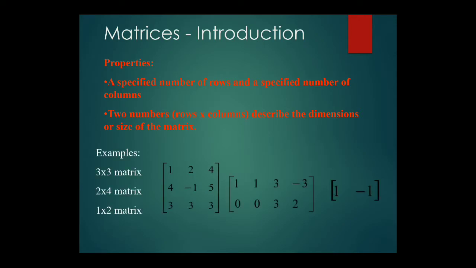You can see the first example, we have 3 cross 3, that is 3 rows, 1, 2, 4, and 3 columns, 1, 4, 3. Similarly, we have the next two examples. This will be a 2 cross 4 matrix, as we have 2 rows, 4 columns. And the last one is 1 cross 2, as we have only 1 row and 2 columns.